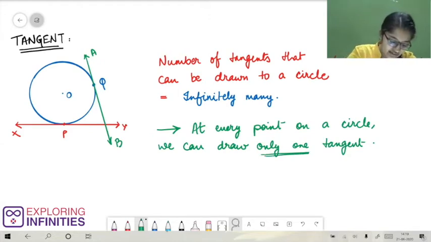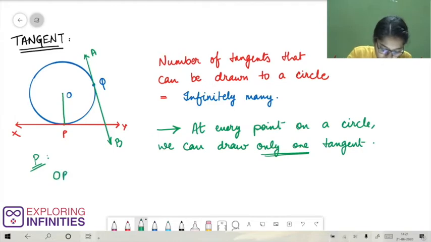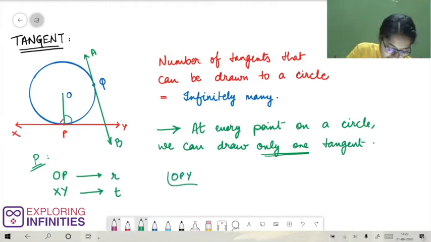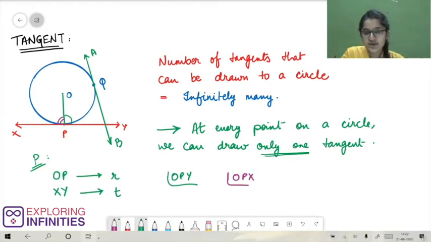Now, let us look at the radius joining the center of the circle to the point of contact of our tangent XY. So at point P, we have OP, that is our radius, and XY, that is the tangent. And we can see that there are two angles being formed. One of them is angle OPY and the other one is angle OPX. Is there anything special about the measure of these angles? Let's find out now.